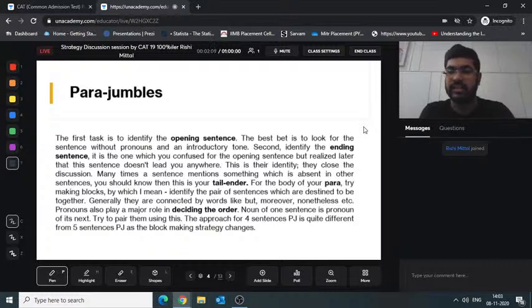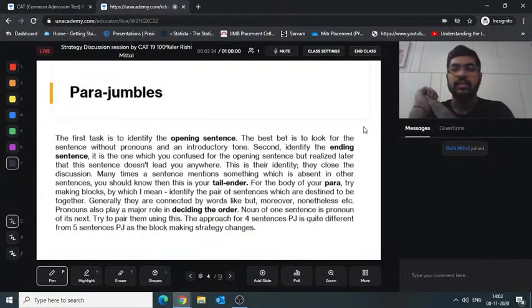Also, you might look for sentences which are introducing a new topic, but that can be a little tricky because at times, even the last sentence is introducing a new topic, which might be a discussion for the further part of the article. But anyways, for this one, we'll take the opening sentence to be one which has no pronouns per se and has an introductory kind of tone, is more generic.